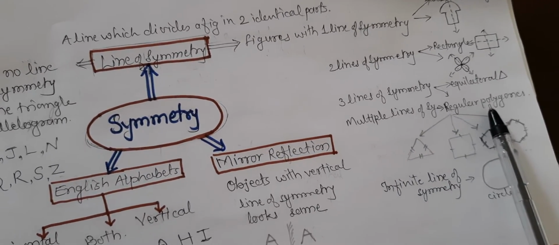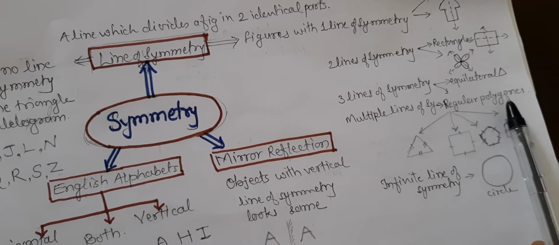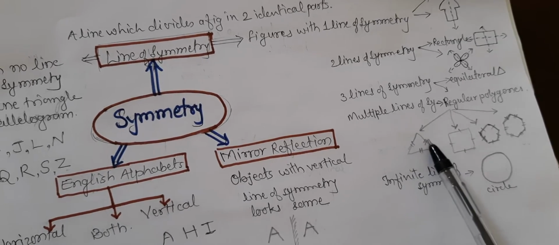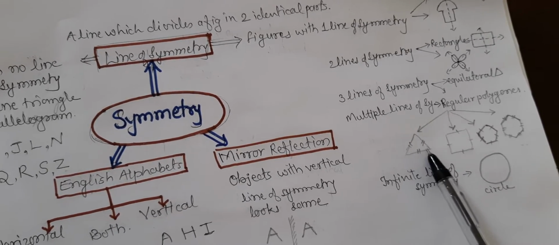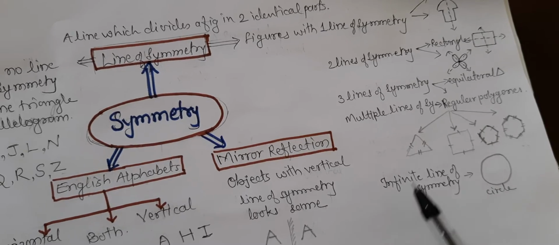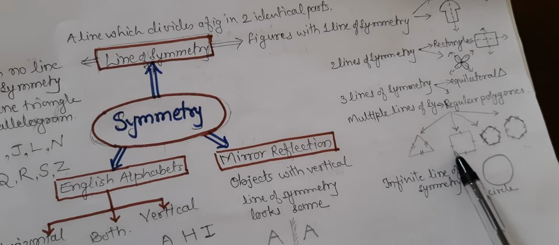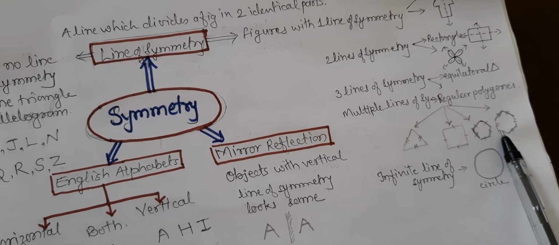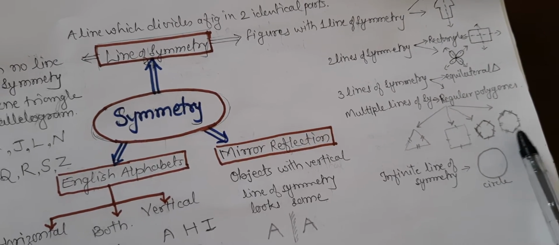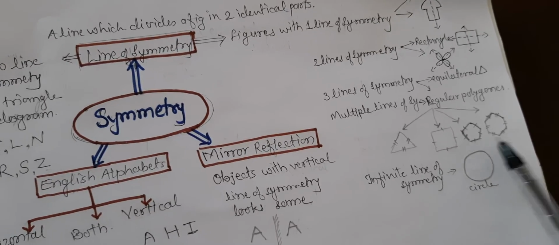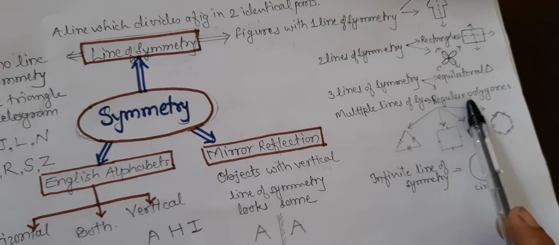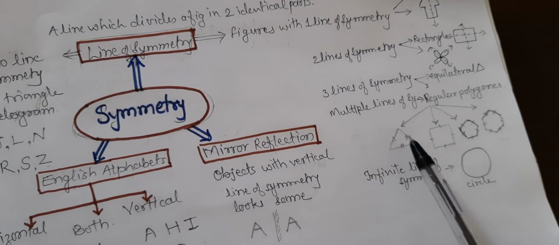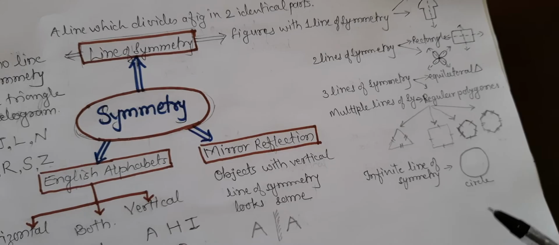When the figure is a regular polygon, what does that mean? It is a polygon in which all sides are equal and all its interior angles are equal. For example, equilateral triangle, square, pentagon with all sides equal, hexagon with all sides equal, heptagon, nonagon, decagon, so many examples are there. These are all regular polygons. In a regular polygon, the number of sides is the number of lines of symmetry it will have.